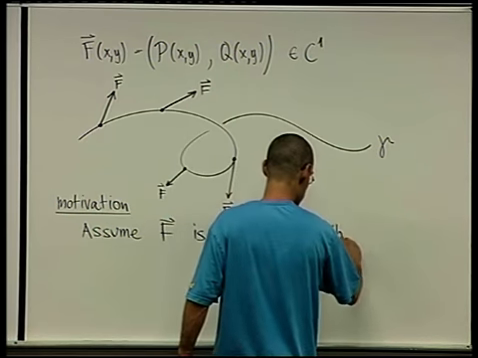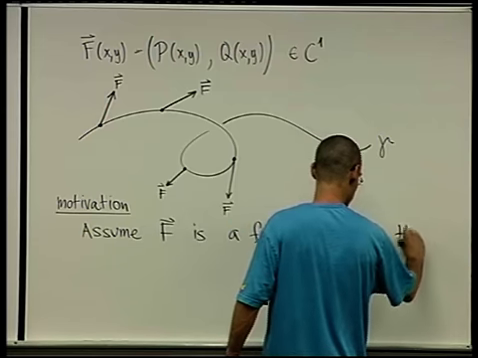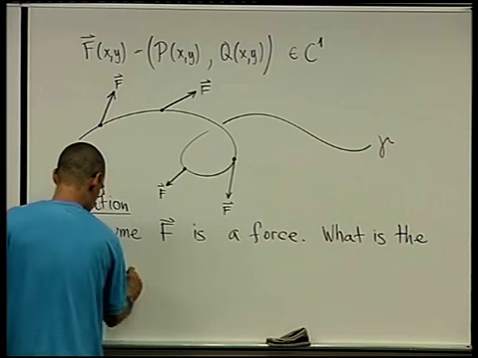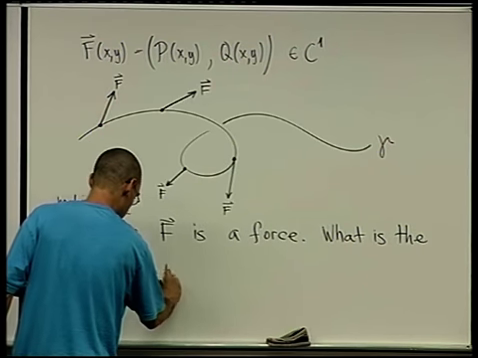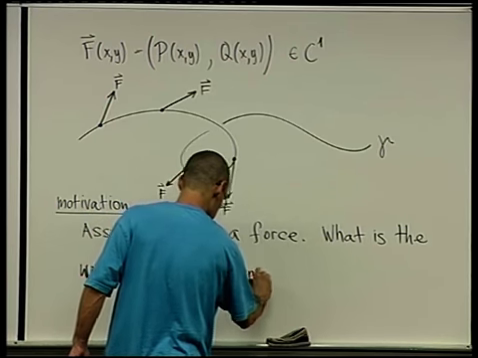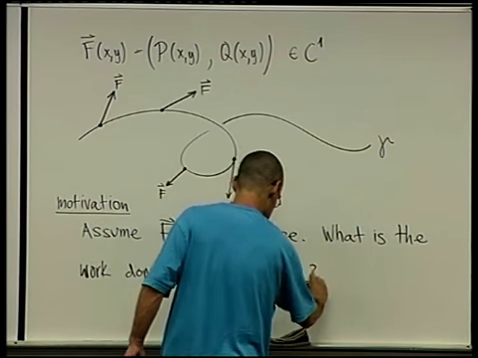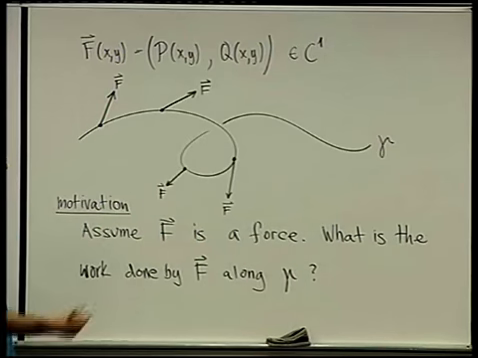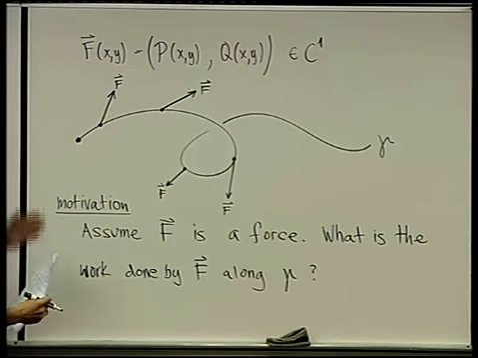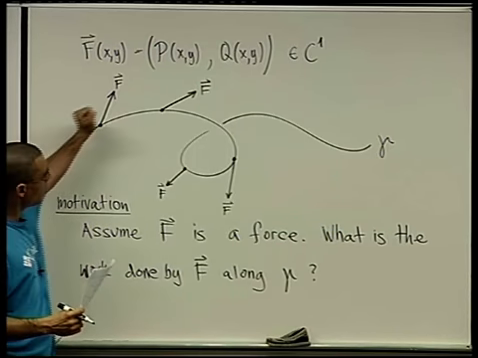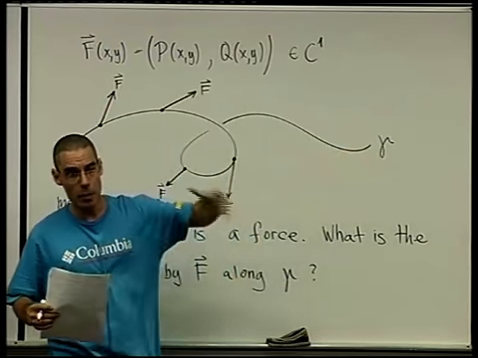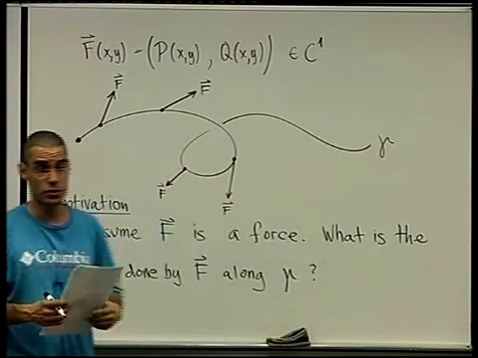What is the work done by F along gamma? So suppose there's this little bead here, and the force is moving this bead along gamma from one side to the other side. How much work is the force doing?